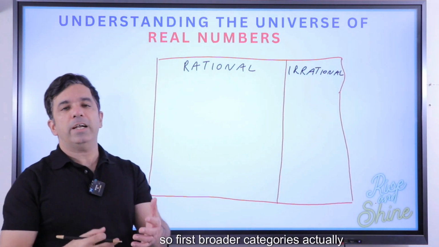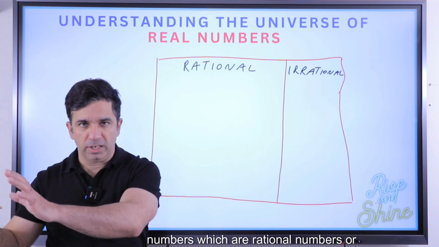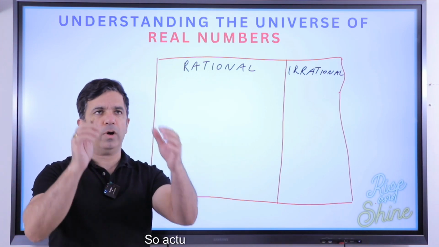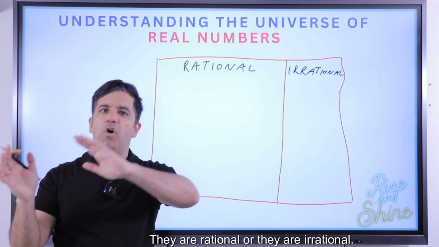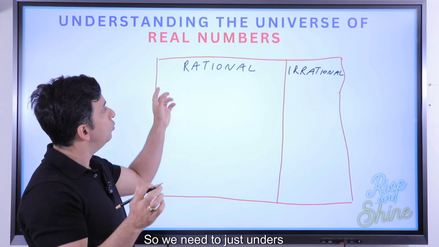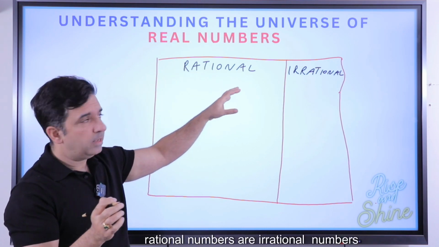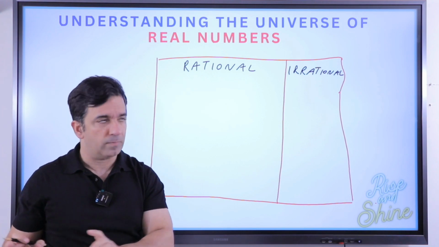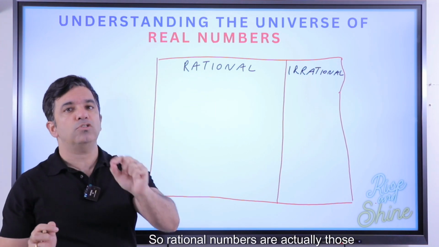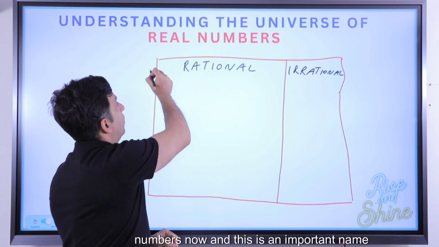So the first broader category is numbers which are rational or numbers which are irrational. So real numbers can be directly divided into two parts. Either they are rational or they are irrational. So we need to just understand what rational numbers are. Irrational numbers would be simply those numbers which are not rational.